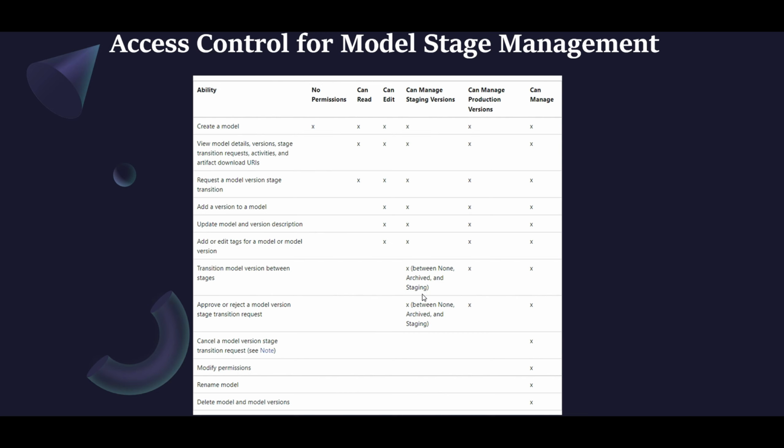That's it. But a person who can manage production can also move models to production and approve the request to production as well. And for manage, they can do everything, but also they can modify permissions, rename models, cancel any model version, and also delete the models. So this is the strongest role you can have.